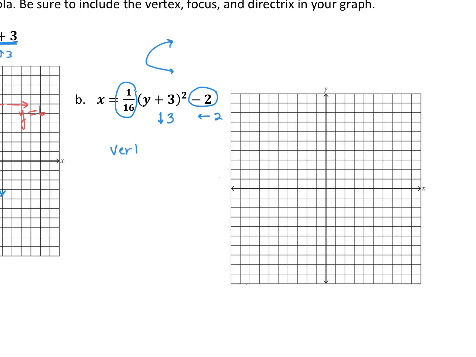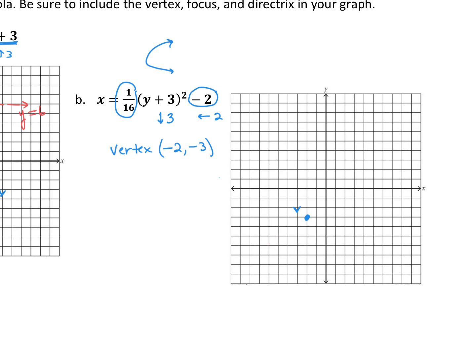So our vertex, let's see, first I want to look at this. If we're going to the left 2 and then down 3, that's at negative 2, negative 3. So negative 2, negative 3, here's our vertex. And just remember we said this parabola is going to open to the right. So from the vertex to the right, I know the focus is going to be somewhere over here. The directrix will be a vertical line somewhere over here.